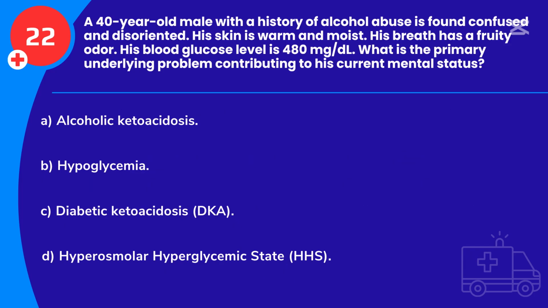Question 22. A 40-year-old male with a history of alcohol abuse is found confused and disoriented. His skin is warm and moist. His breath has a fruity odor. His blood glucose level is 480 milligrams per deciliter. What is the primary underlying problem contributing to his current mental status? A. Alcoholic ketoacidosis. B. Hypoglycemia. C. Diabetic ketoacidosis, DKA. D. Hyperosmolar hyperglycemic state, HHS.